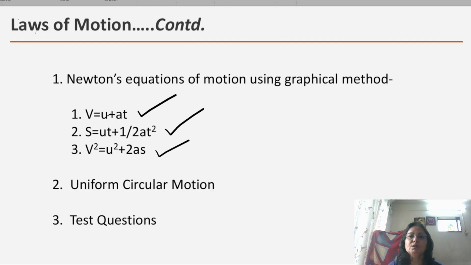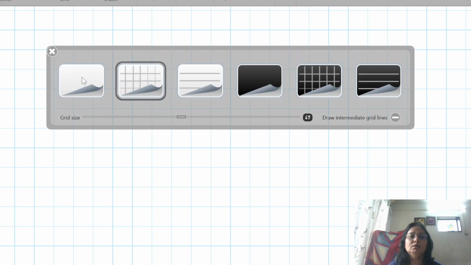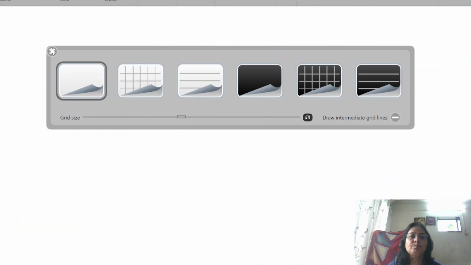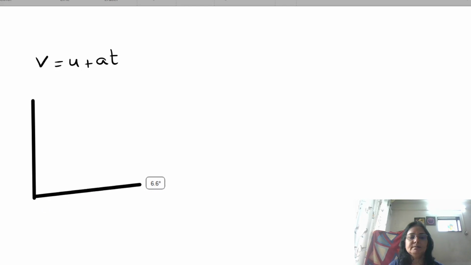Newton's equations of motion. So first equation of motion is v is equal to u plus at. For that we are going to use a graph. So let's draw a graph. This is the y-axis. Let's draw the x-axis.